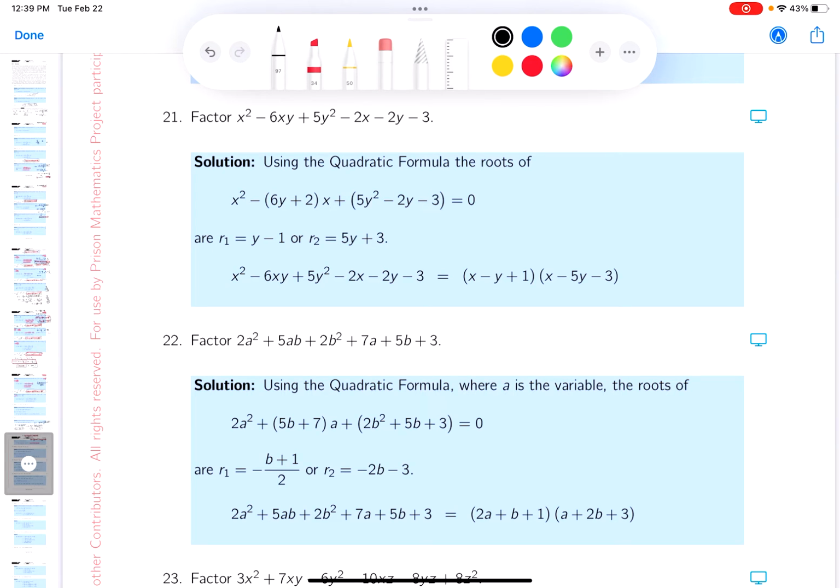Again, rewriting the problem, quadratic in x, so we got x squared. And then I'm looking for the terms with x in it, this one here and this one here. I'm going to factor out a minus sign from that, and that would give you 6y plus 2 times x. And last but not least, you got that quadratic in y there, all right?